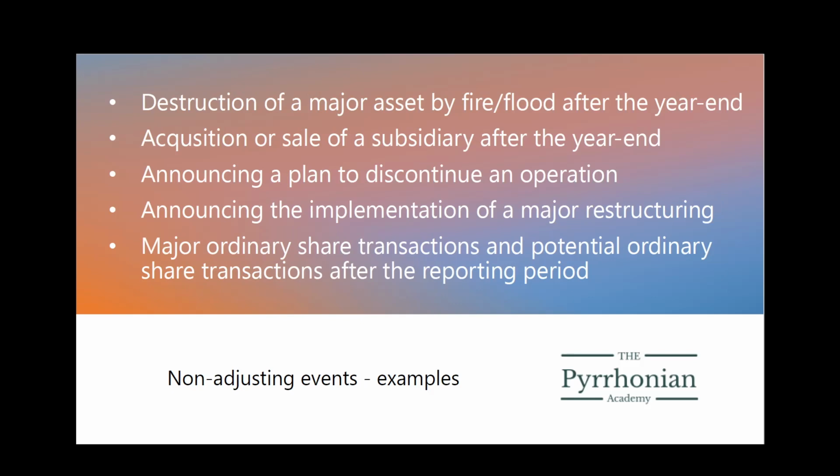And non-adjusting events. Here are a few examples of events that happen after the reporting period, however, their occurrence does not have any relation to the conditions at the reporting date, so there is no need to adjust the financial statements. Just a few basic examples: destruction of a major asset by fire or flood. This just happened by accident, so it has absolutely no relation to the conditions that existed at the reporting date. Acquisition or sale of a subsidiary after the year end, and also a plan to discontinue an operation.